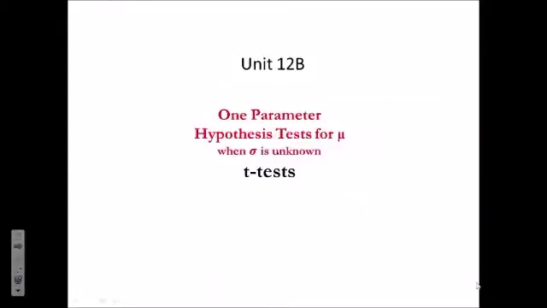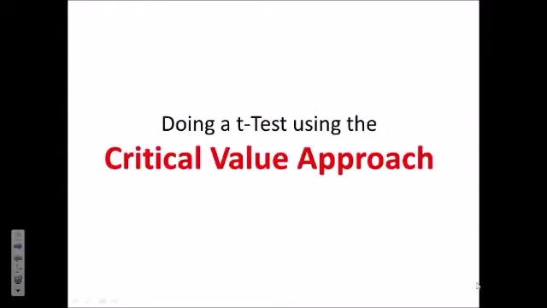Unit 12B, one-parameter hypothesis tests for mu when sigma is unknown. These are called t-tests. We can do a t-test using either the critical value approach or the p-value method. We'll start with the critical value method.